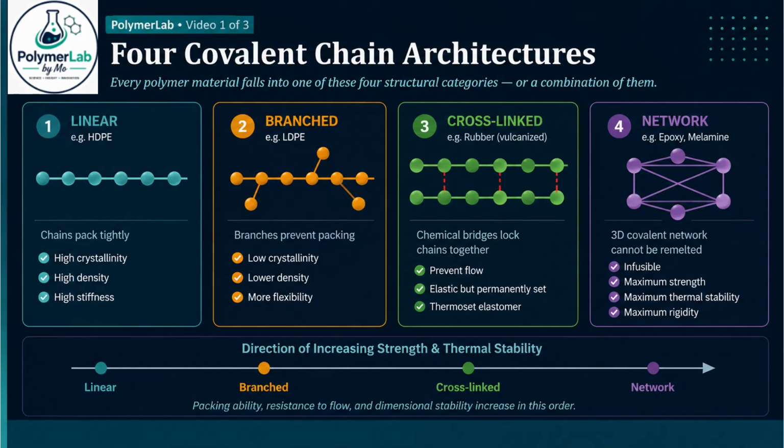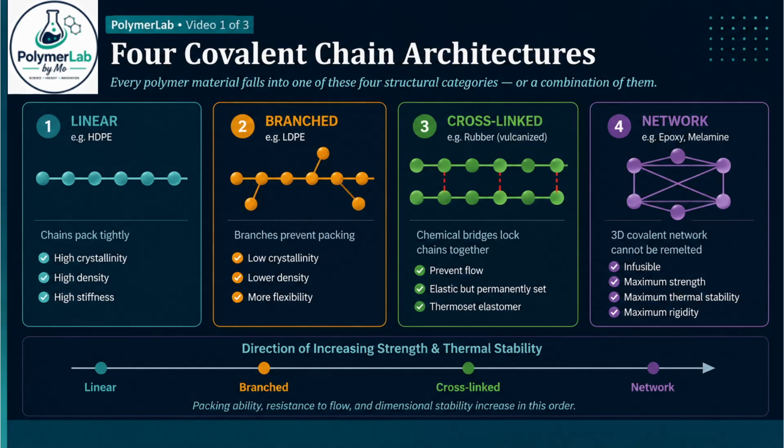Cross-linked chains are connected by covalent chemical bridges between neighboring chains, like vulcanized rubber. The bridge prevents flow. The material cannot be remelted. Elastic but permanently set.